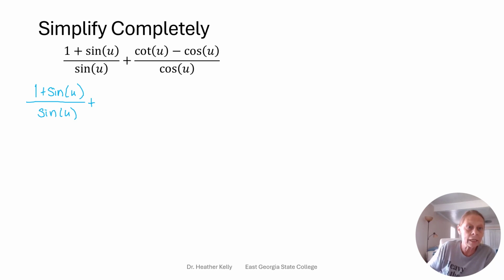Okay, so cotan is cosine of u over sine of u minus this cosine of u. All of that is over this cosine u.